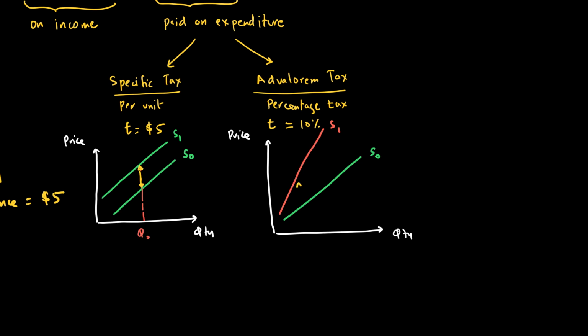But in this case, you can see this distance goes up, because as the price goes up, the value of the tax goes up, and the percentage tax would mean a higher amount will have to be paid. For example, 10% of $100 will be $10, but 10% of $1,000 will be $100. So the higher the price, the higher will be the tax amount paid, because the tax rate is in a percentage form.